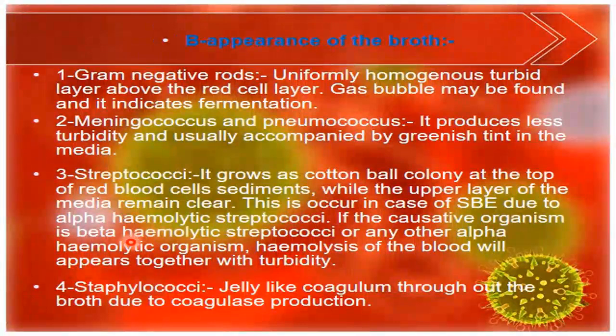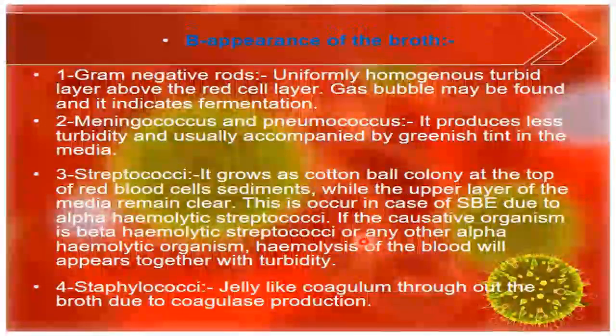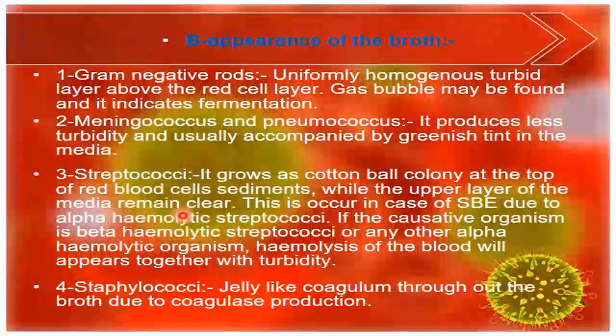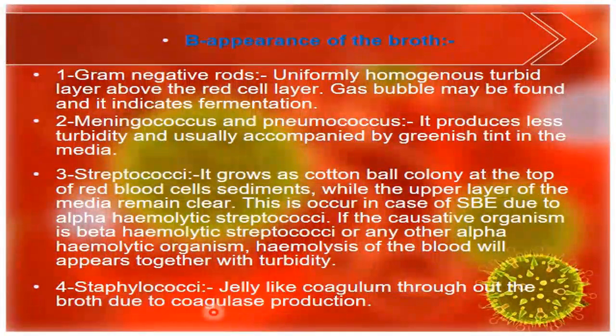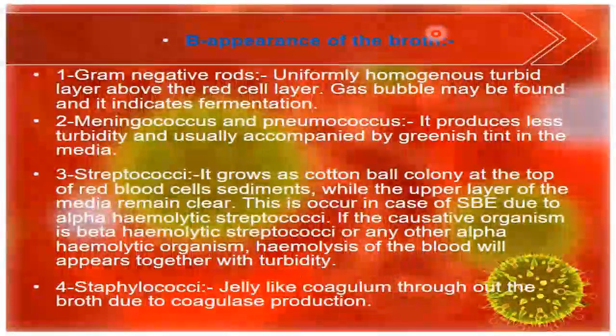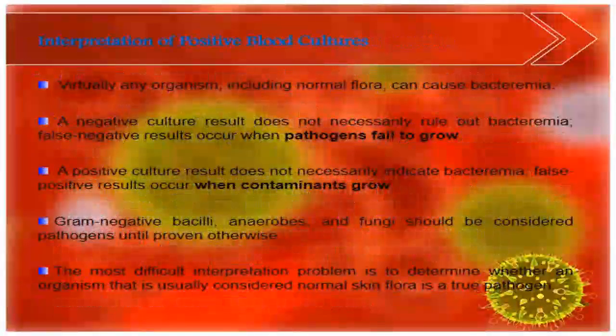If the causative organism is beta hemolytic streptococci or any other alpha hemolytic organism, hemolysis of the blood will appear together with the turbidity. And in case of staphylococcal infection, Staph aureus produces the coagulase enzyme, thus a jelly-like coagulum appears throughout the broth of blood culture bottles due to coagulase production.